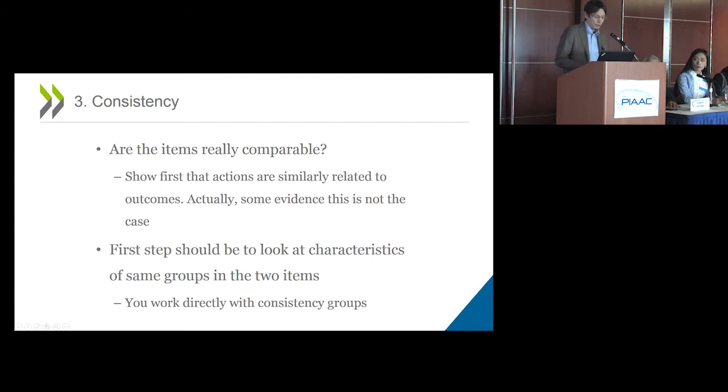I think the first thing that you should do is to show that the actions, so the time spent and the number of actions, are similarly related to outcomes or to background characteristics across the two items. Actually, there is some evidence that this is not the case, because the relationship between number of actions and time on task is different in the two items. Another thing I would do first is to look at the characteristics of the same groups in the two items, while you jump immediately to form the 5 different groups according to whether the behavior is consistent or not.